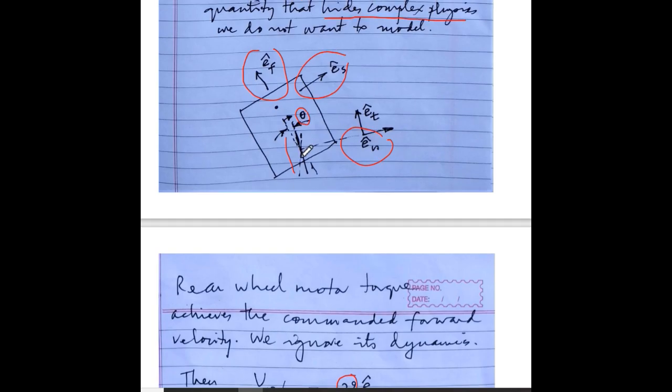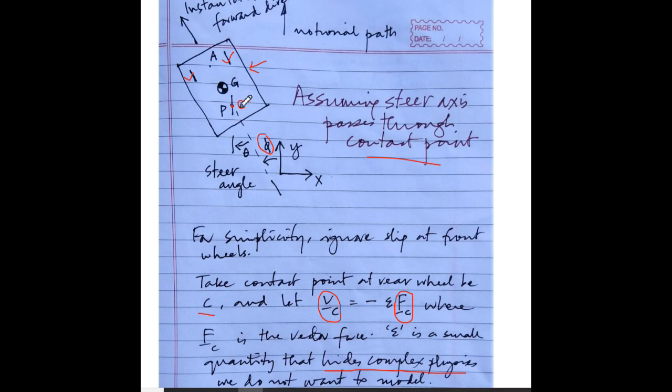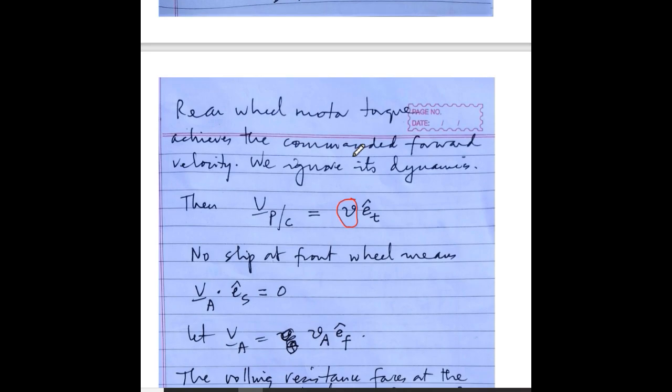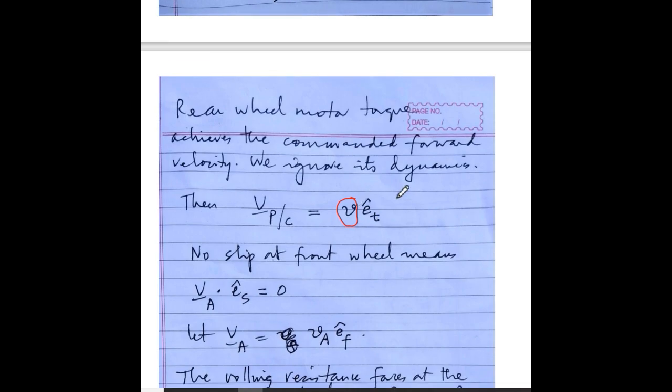So what we will assume is that relative to the ground contact wheel point C, the velocity of P in this direction, which is the same as this direction, Et, is V. So this is really a statement about the rotation speed of the rear wheel.